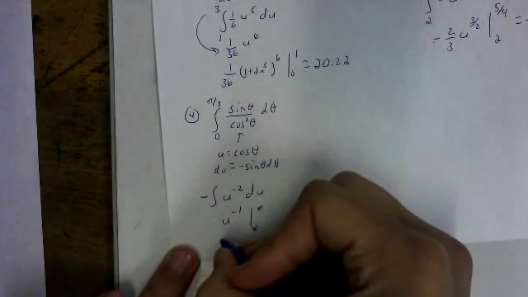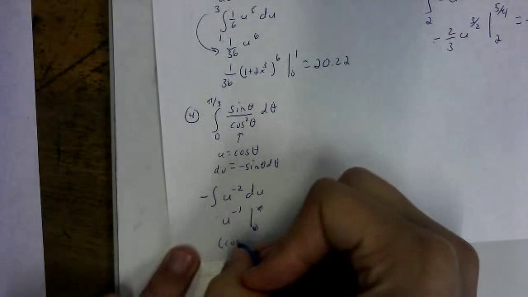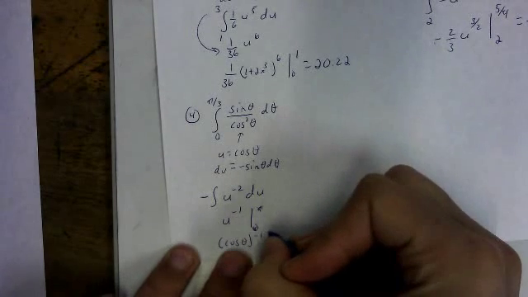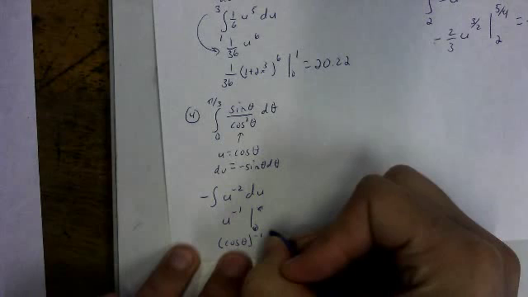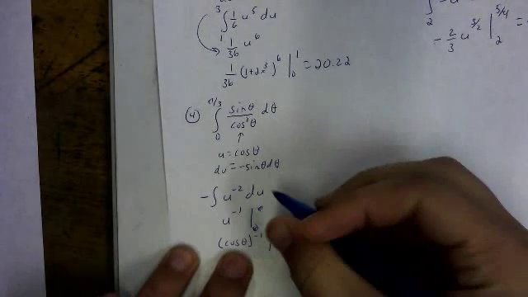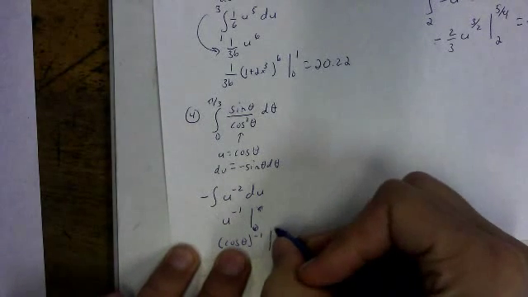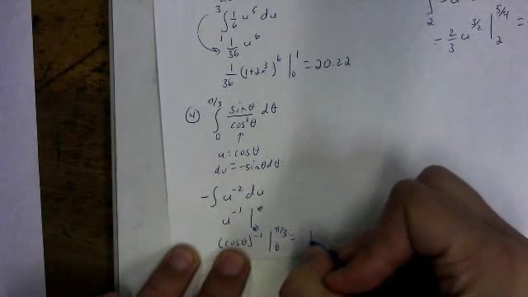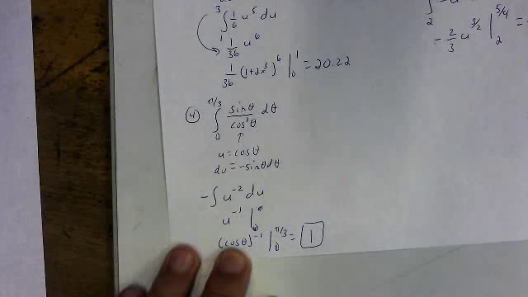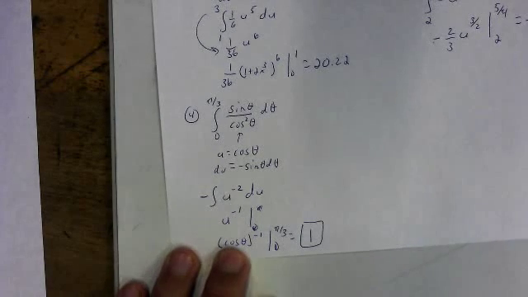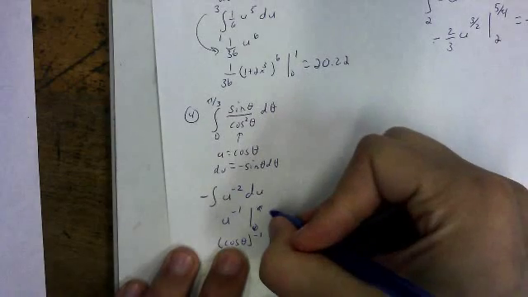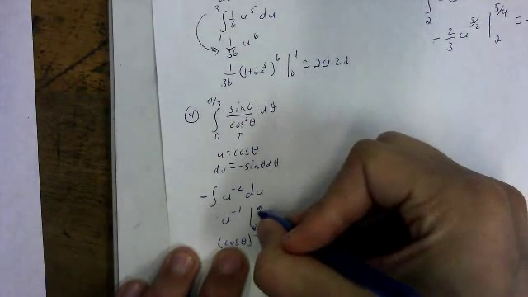Cosine theta to negative 1. That's not the inverse. That is the actual secant. It's 1 over cosine. From 0 to pi over 3, that gives us 1. You would find that if you actually change the limits, often the trigonometric ones worked out prettier. These limits would have been 1 and 1/2, and 1 and 1/2 plugged into this would have been extremely easy.